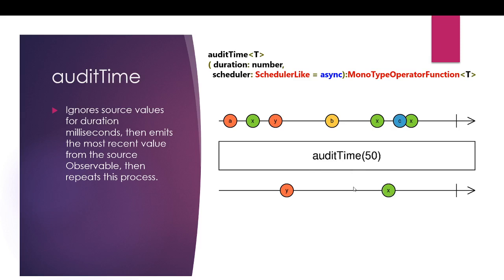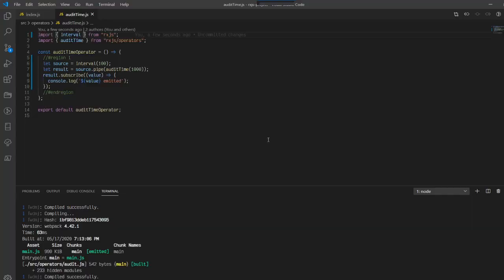So basically you are ignoring for a certain duration, and then after that you send the value to the result observable. It is almost like throttleTime. The only difference is that throttleTime emits the first value from the source, while auditTime emits the last or most recent value from the source observable. Let's check it out in code and see how it's working.